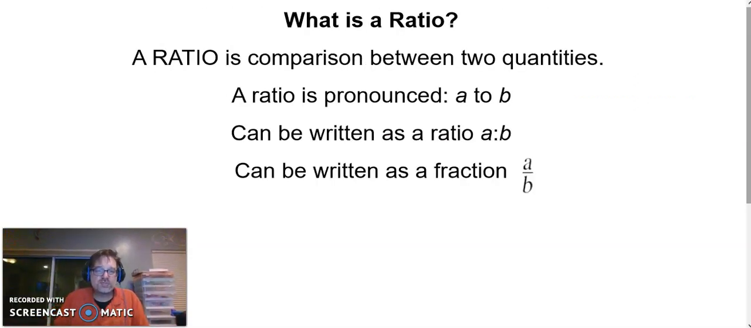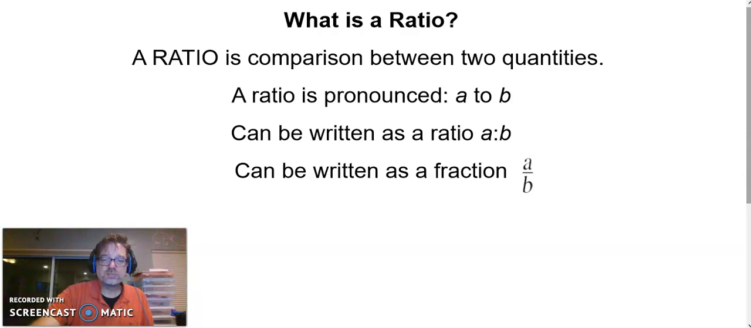So what is a ratio? Simply put, a ratio is a comparison between two quantities. We normally pronounce it A to B. We can write it as a ratio with a colon, A to B, or we can even write it as a fraction, A over B.